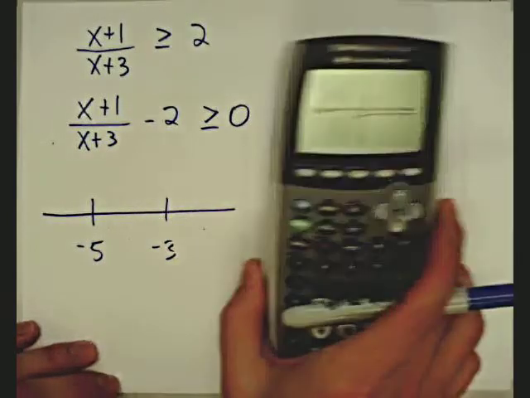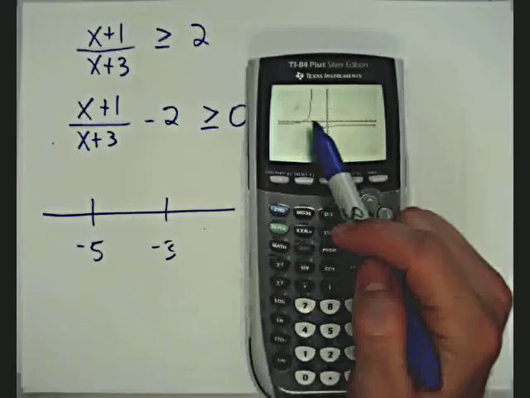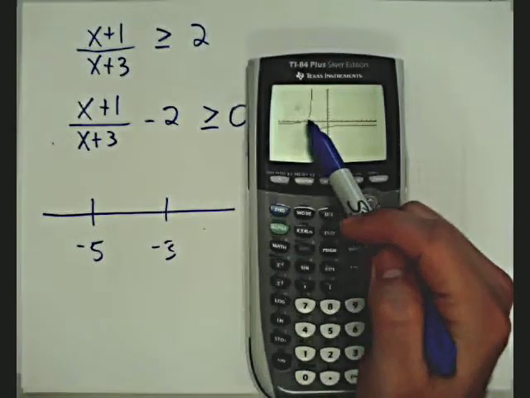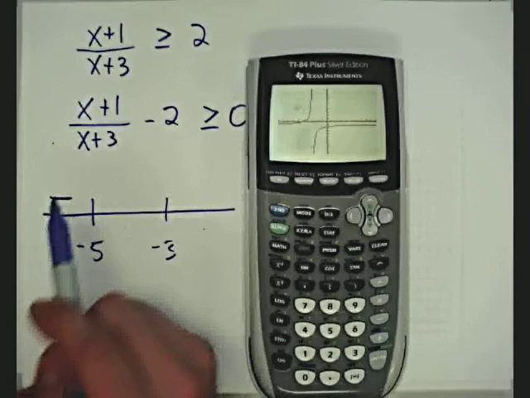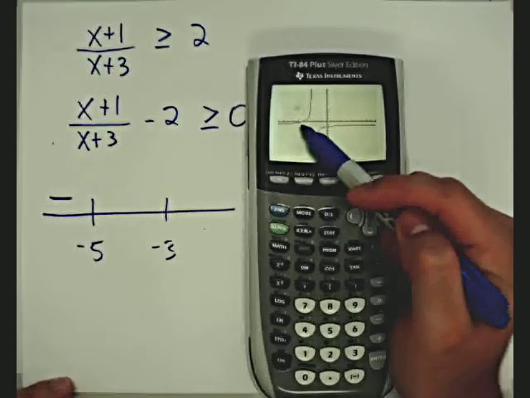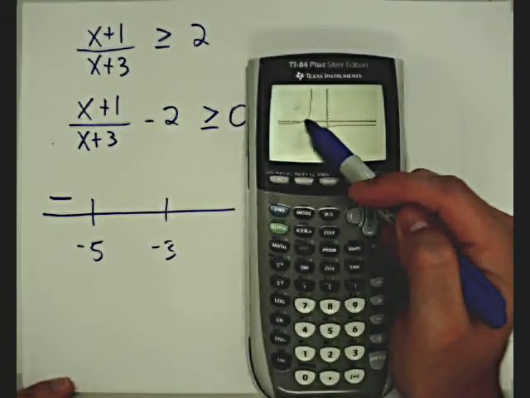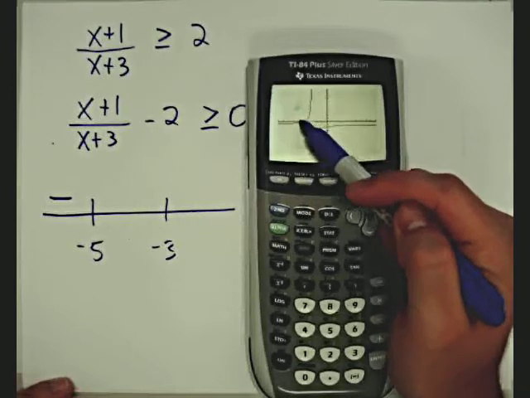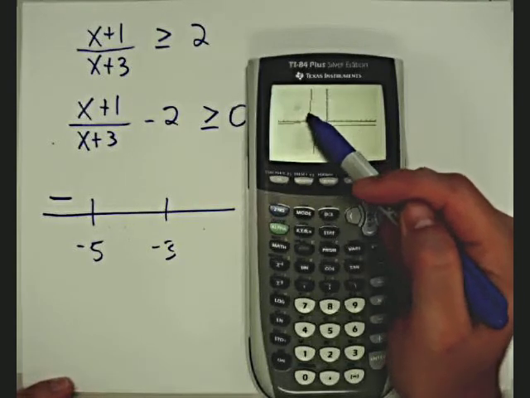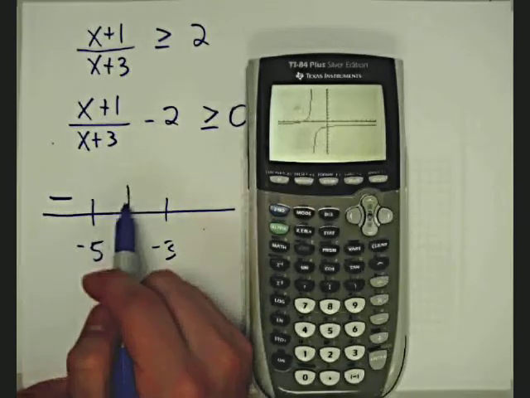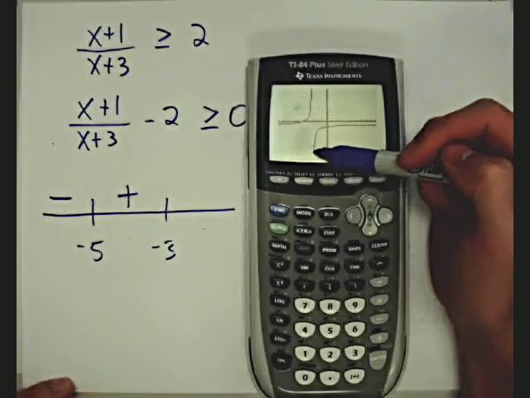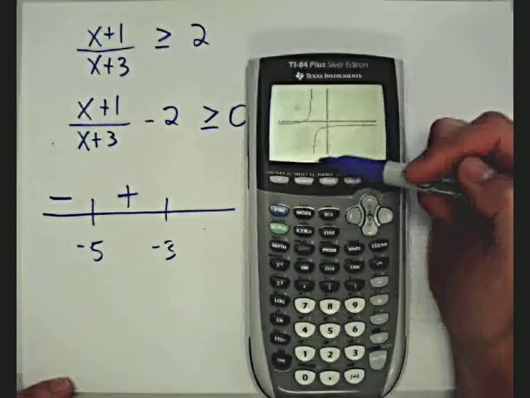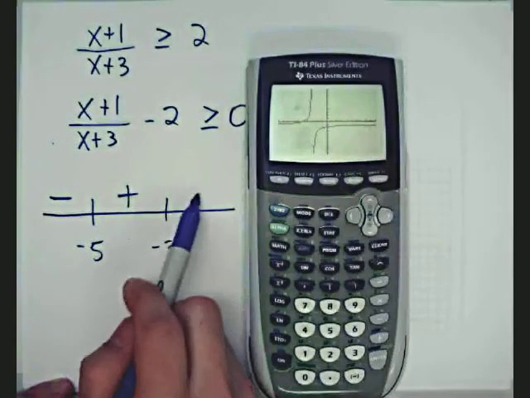And looking at our graph, to the left of negative 5, the graph is below the x-axis. Between negative 5 and negative 3, that's this part of the graph right here, before we get to our vertical asymptote, the graph is above the x-axis. And past negative 3 to the right, that's this part of the graph, and that's below the x-axis, negative.